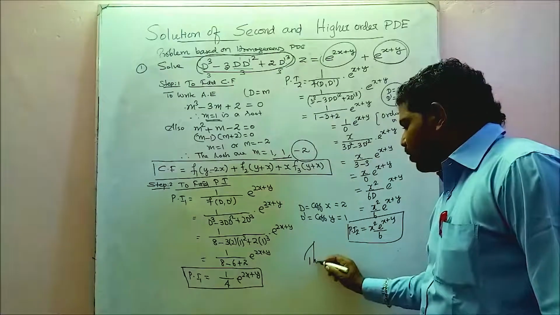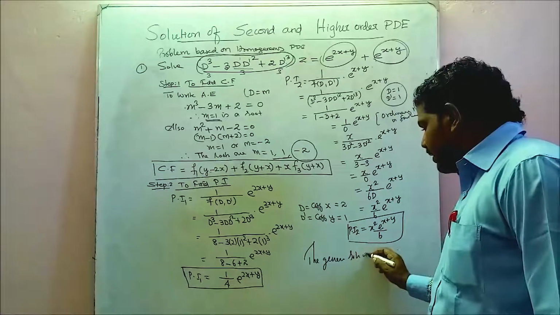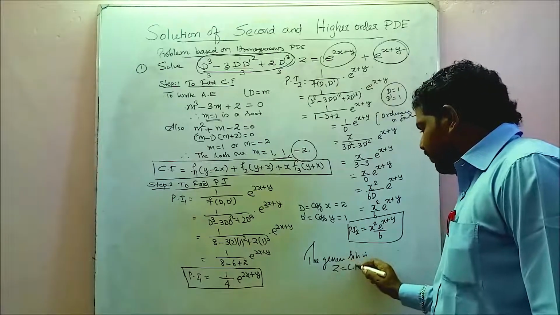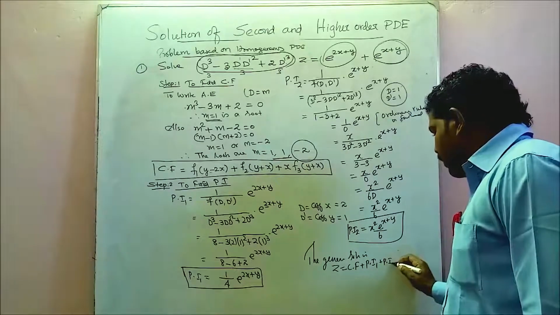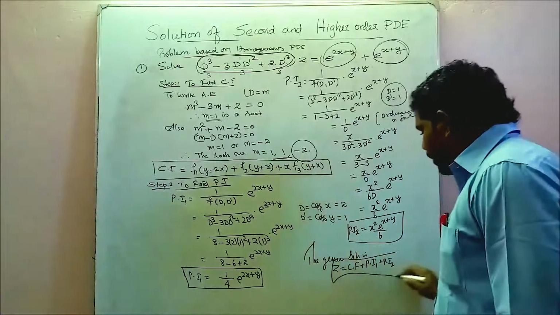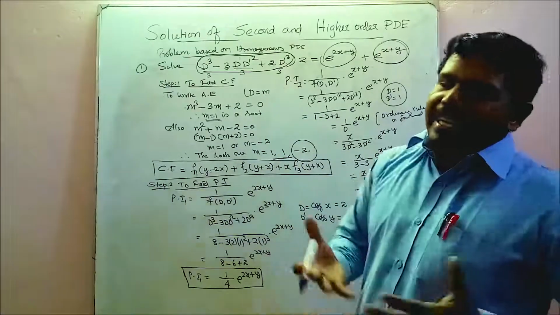The general solution is z equal to cf plus pi1 plus pi2. How to find out? So here you write cf pi1 pi2. So you will get the required answer.